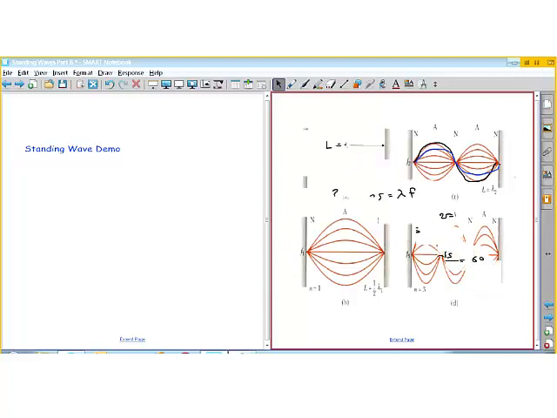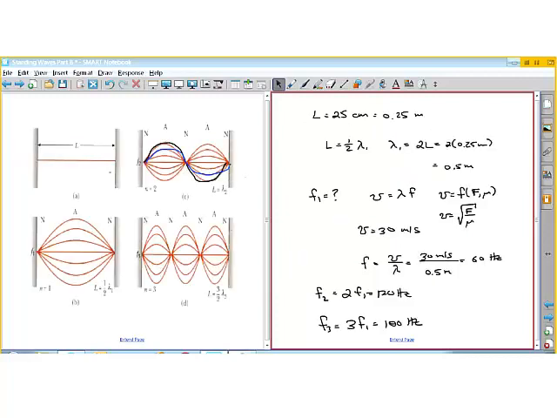So let's assume that the distance between the two surfaces that restrain this string is 25 centimeters, which is 0.25 meters. The question is, what is going to be the fundamental frequency at which this oscillates? Well, we have this relationship for the fundamental frequency that the length is equal to 1/2 the wavelength. So we can calculate the wavelength by just multiplying both sides by 2. So the fundamental wavelength is 0.5 meters.